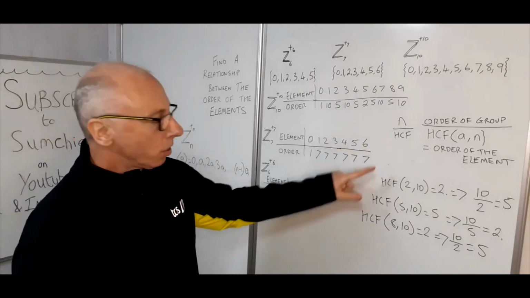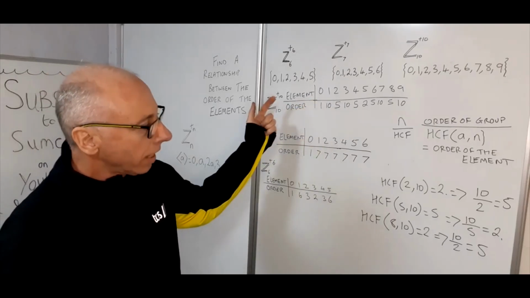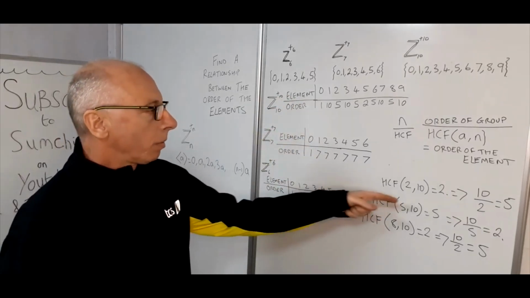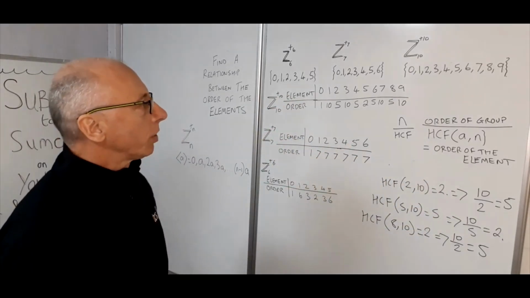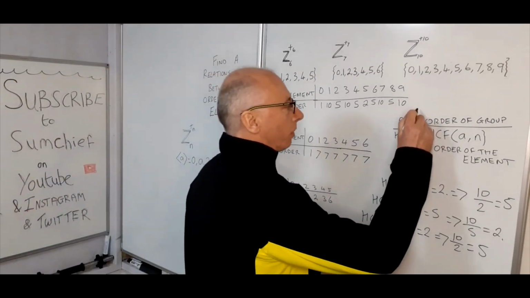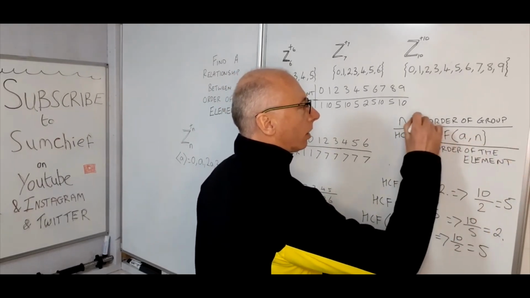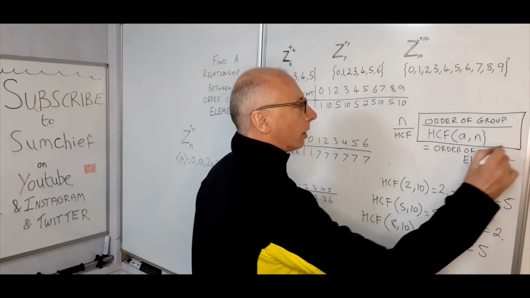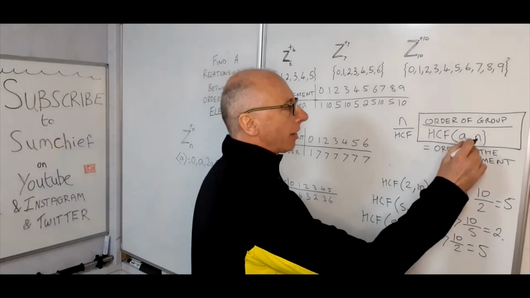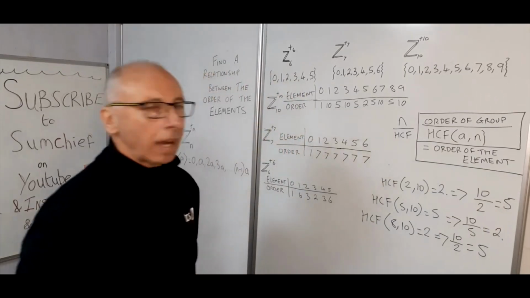value for the element that this doesn't work out for is 0. Obviously, highest common factor of 0 and 10 is a little bit, it's just crazy, it doesn't work properly. And then also when we come to divide something by 0, we can't do that either. But there we go. So I'm going to leave you with this. If we take order of the group divided by the highest common factor of the element A and N, the order of the group, that gives us the order of that particular element.